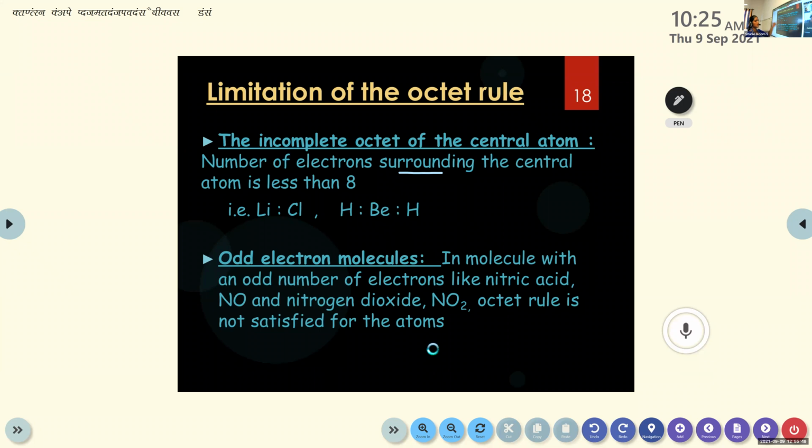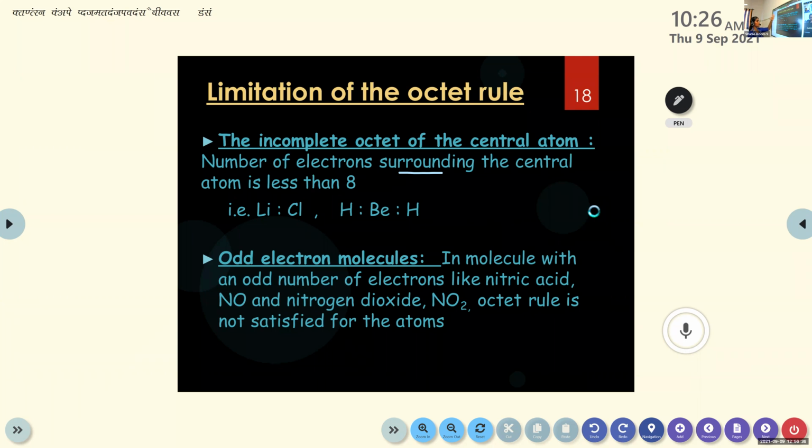In the case of beryllium, also the same thing. 1s2, 2s2, that's the configuration of beryllium, right? And in the case of hydrogen, it is 1s1. So here, there is no sharing of electrons. There are 2 hydrogen atoms, so beryllium will donate the 2 electrons, right? So after the formation of the chemical bonding, this beryllium will not get 8 electrons in its outermost shell. It will only get 4 electrons.